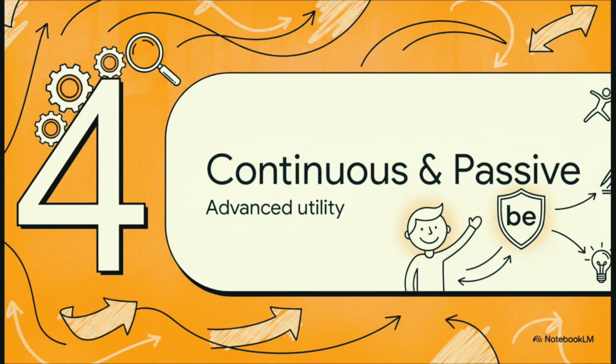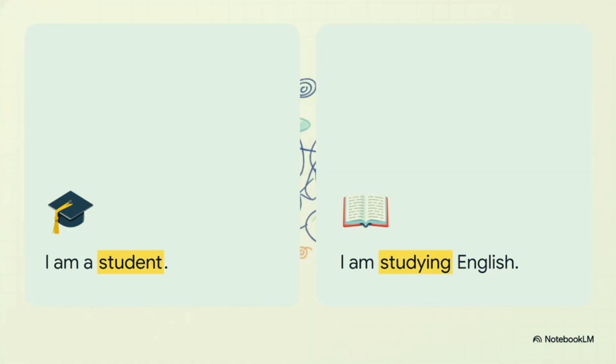Moving on to section 4, continuous and passive voice. This is where we get into some advanced utility. Okay, we're leveling up a bit here. Let's compare identity with an ongoing action. We already know I am a student tells us an identity. But look at this. I am studying English.